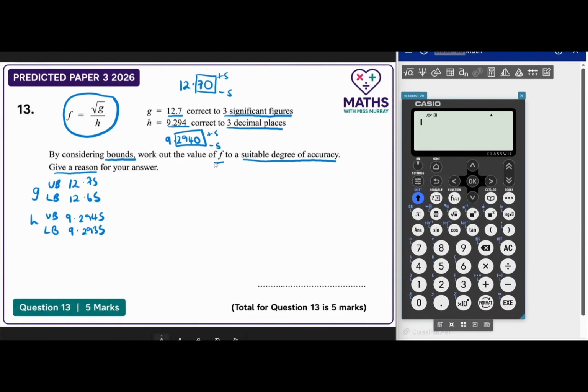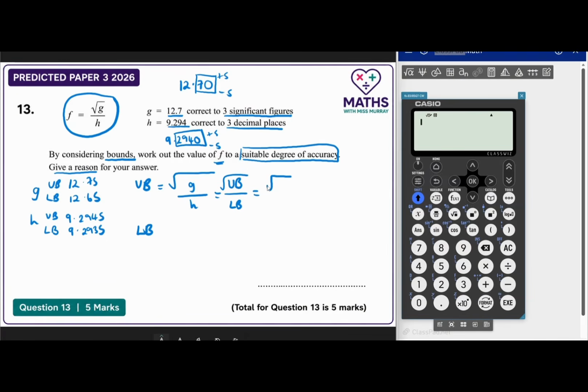Now I've got to work out the value of f. Because I'm doing it to a suitable degree of accuracy, it doesn't say upper or lower bound. You have to do both the upper and the lower bound. So to get the upper bound of f, you've got to do the square root of g over h, and to get the upper bound you want the biggest possible answer you can get. So you want the biggest possible answer on the top, the upper bound on the top, and divide by the smallest possible answer on the bottom. Biggest number divided by smallest number is going to get you the biggest answer.